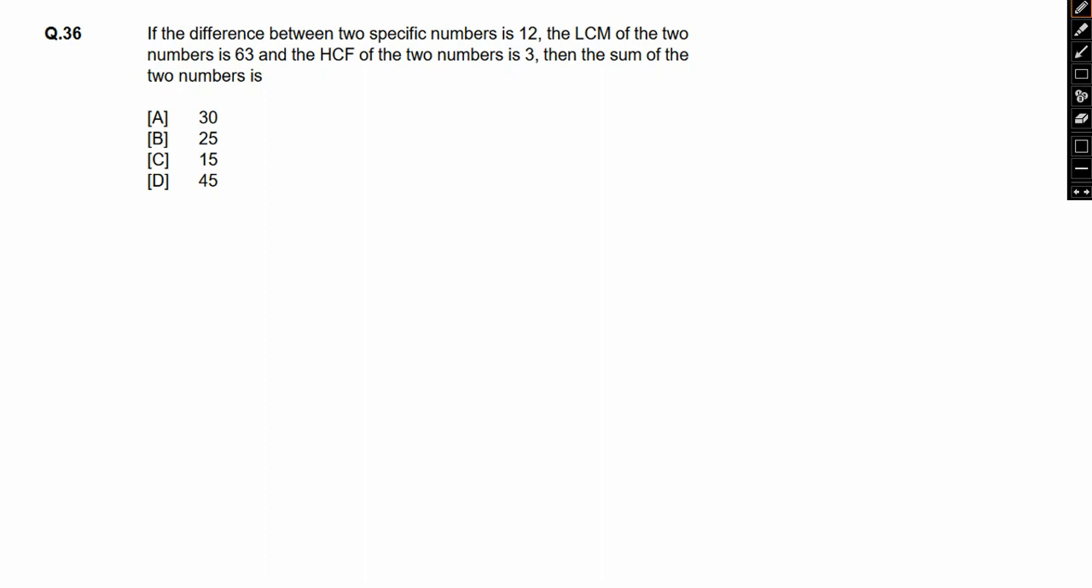So in this video again we'll be continuing our discussion with questions from the HSEE 2019 paper. So the question that we'll be focusing on is question number 36 from the quantitative aptitude section. So let's take a look. If the difference between two specific numbers is 12, LCM of the two numbers is 63 and HCF of the two numbers is 3, find the sum of the two numbers.